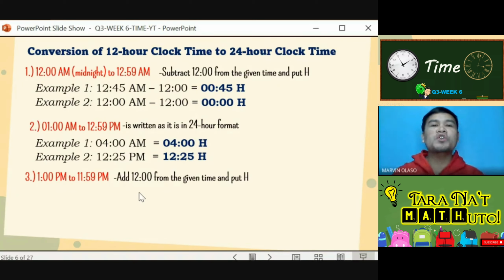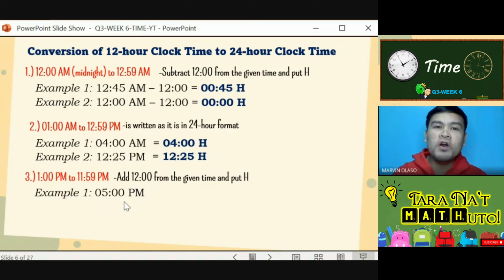Ayan. Next. Kapag nagsimula na, ito na yung medyo pagbabago, 1 o'clock PM to 11:59 PM, ano ang gagawin mo? You just add 12 hours from the given time and put letter H lang. For example, 5 o'clock PM, ano yan sa 24-hour clock time? I-add mo lang, plus 12 hours is equal to 1,700 hours. O, tandaan yung pagbasa ha, 1,700 hours.